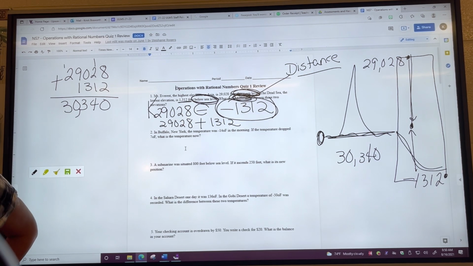Difference is distance in these types of problems, okay? Difference is distance. So make sure you get these notes on your paper. Does anybody need a minute to get this? All right, I'm going to give you 30 seconds. Alexa, set a 30-second timer.